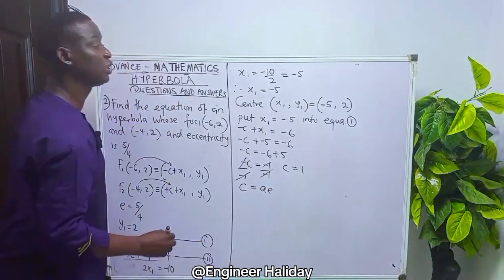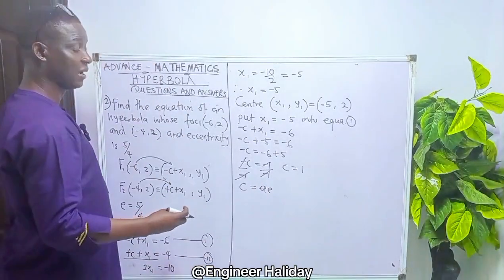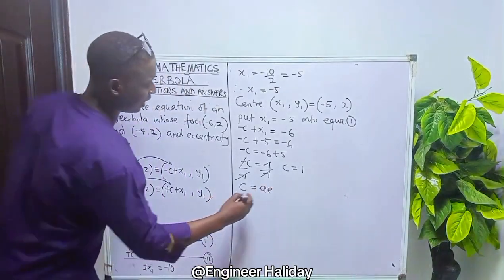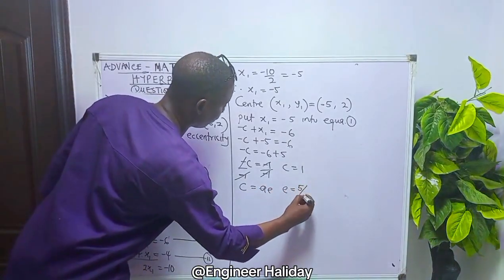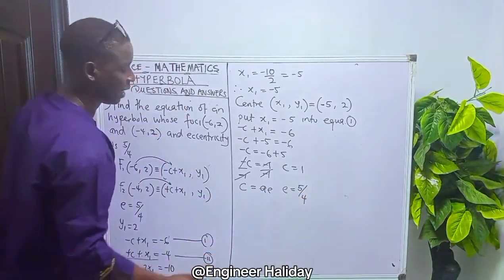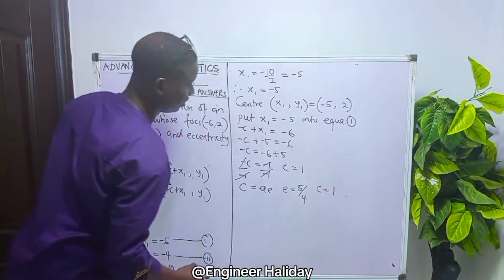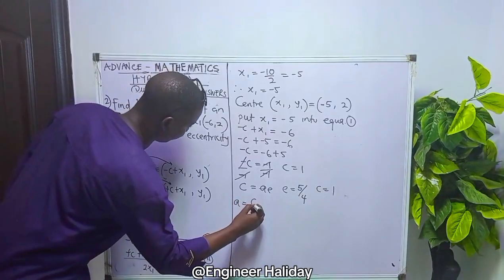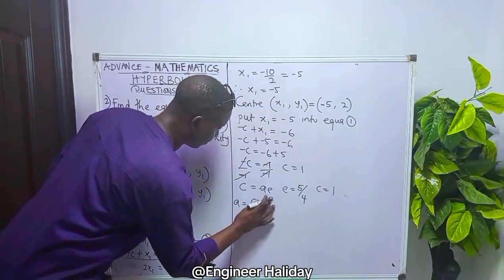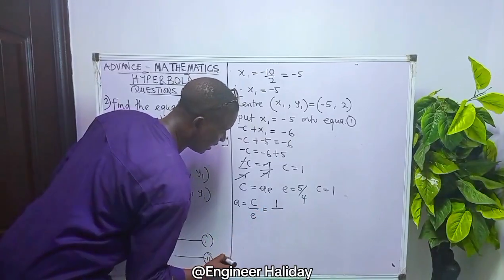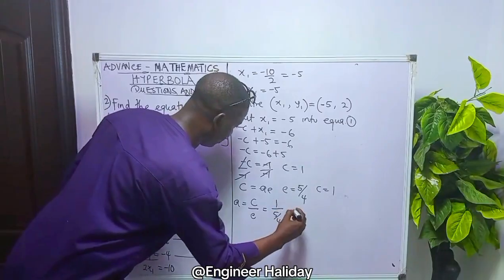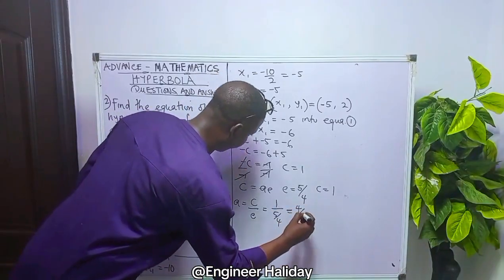A very good relationship between the foci or the focus and the major. So e is already given as what? e is 5/4. Our c is gotten as 1. So to get a, a is equal to c over e. So what is our e? c is 1, while e is 5/4. So our a will end up giving us 4/5.